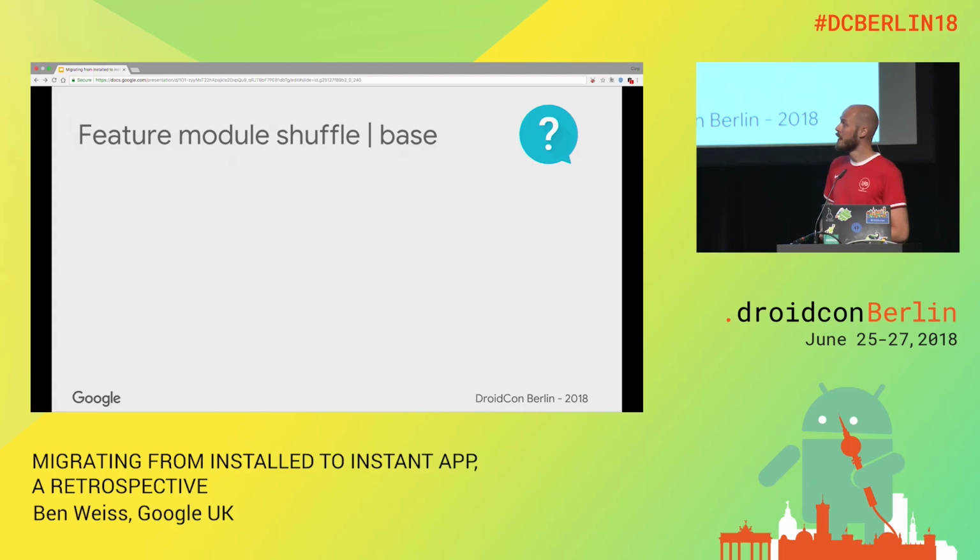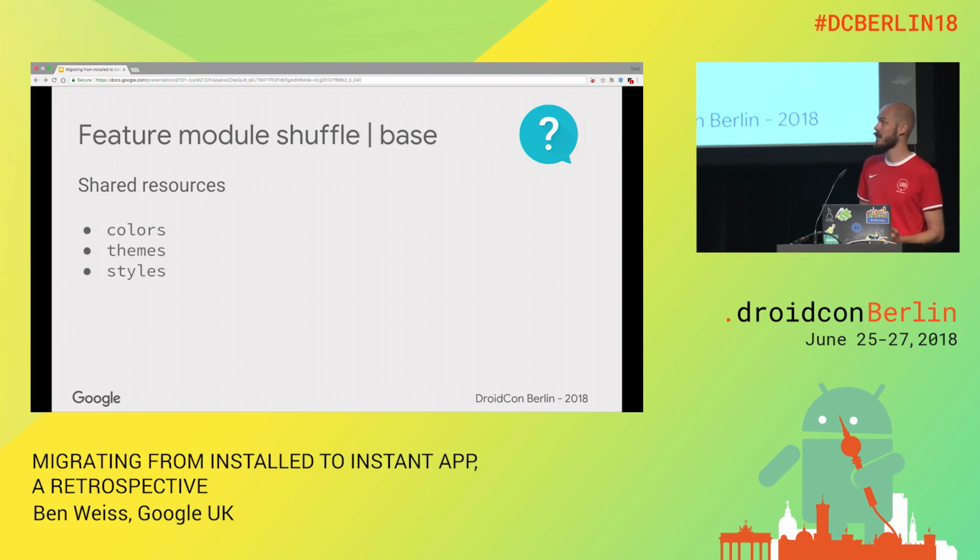Also, there's going to be shared resources in there, which means the application icon, which means strings that are being reused throughout the app, which means drawables and images that are being reused throughout the app. So just the stuff that's shared in there. So also colors and themes and styles.